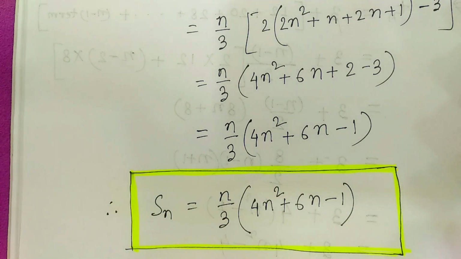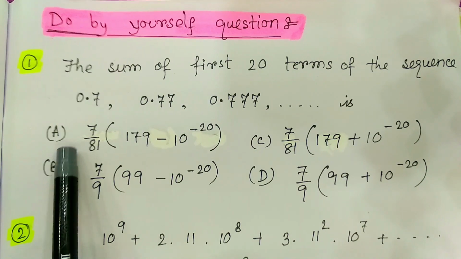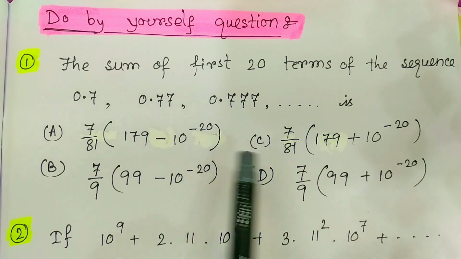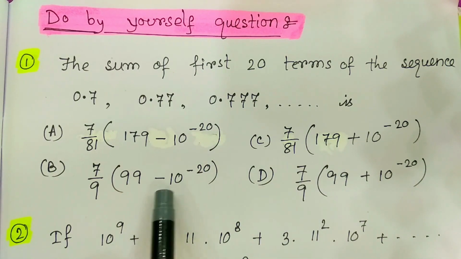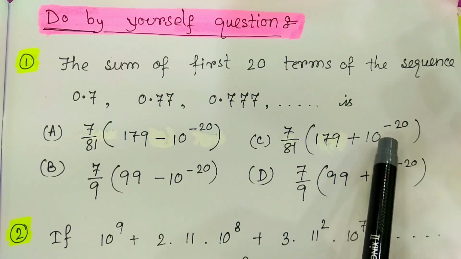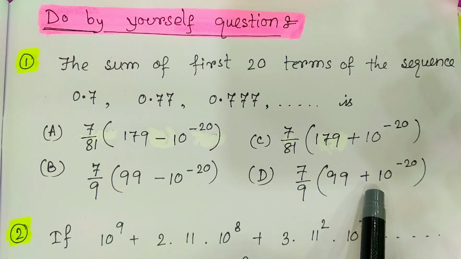Now it is your time. Here are the do-by-yourself questions. The first question: the sum of the first 20 terms of the sequence 0.7, 0.77, 0.777, continuing in this way, what should be the value? Option A is 7 by 81 into (179 minus 10 to the power minus 20). Second option is 7 by 9 into (99 minus 10 to the power minus 20). Third option is 7 by 81 into (179 plus 10 to the power minus 20). And the fourth option is 7 by 9 into (99 plus 10 to the power minus 20).